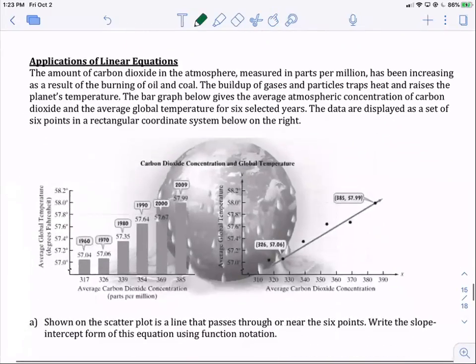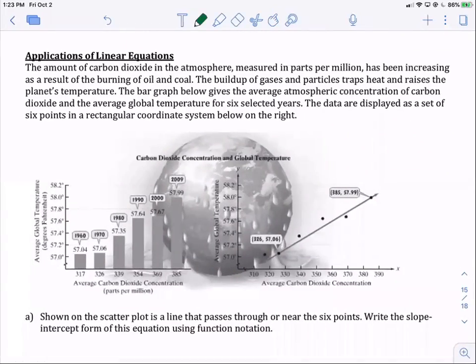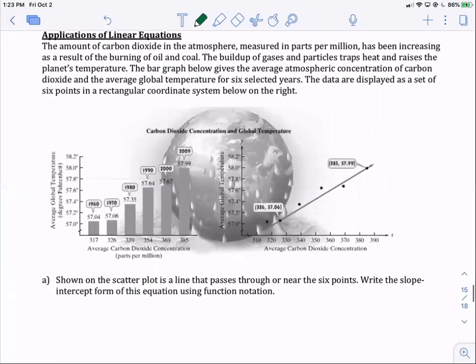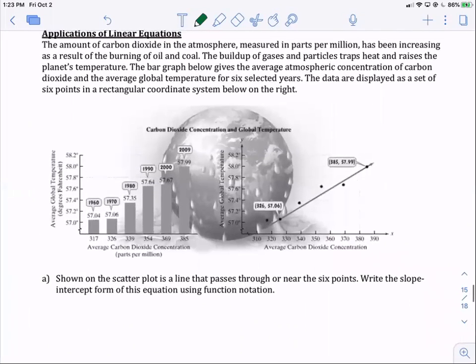Oh, application. Okay, so if we have a scatter plot, I'm not going to read that whole paragraph to you. Shown on the scatter plot is a line that passes through or near 6 points. Write the slope-intercept form of this equation using function notation. So you're just picking 2 points. It's giving you 2 points to use.